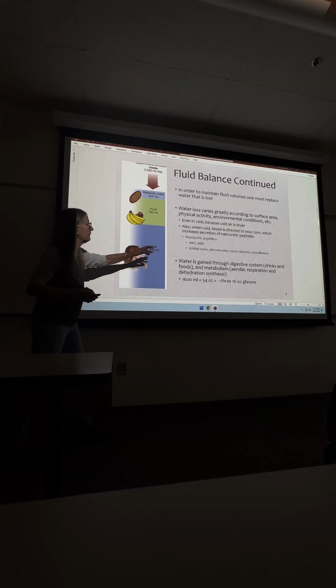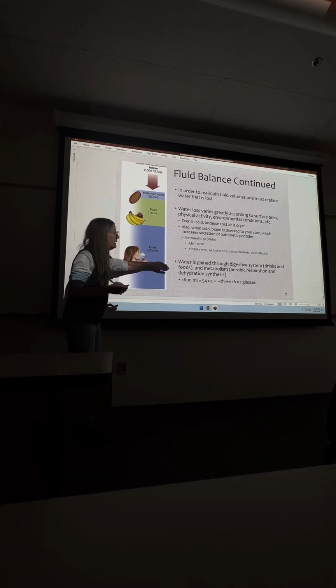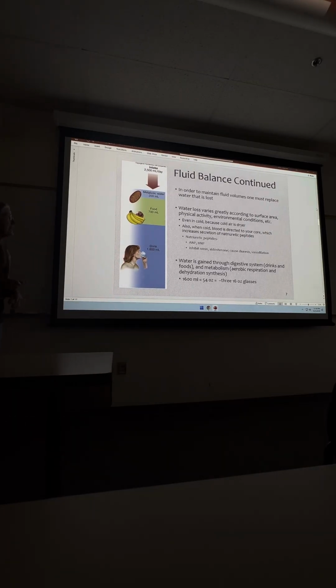And we also have mechanisms by which we can increase the secretion of these natriuretic peptides. Why is that going to happen? Well, if you're driving all the blood to the core, it's filling up your heart. And when you fill up your heart, you put pressure on the atria. When you put pressure on the atria, the heart releases atrial natriuretic peptide. And what does that atrial natriuretic peptide do? Causes production of more aquaporins to get rid of that extra water. So you're going to lose water even in the cold.